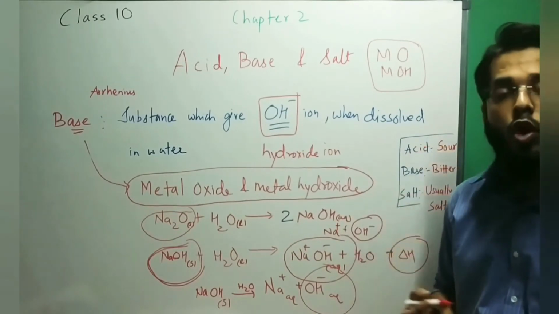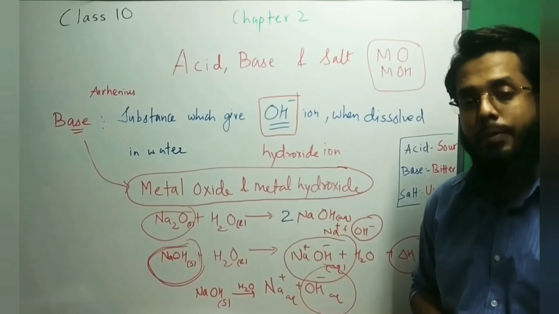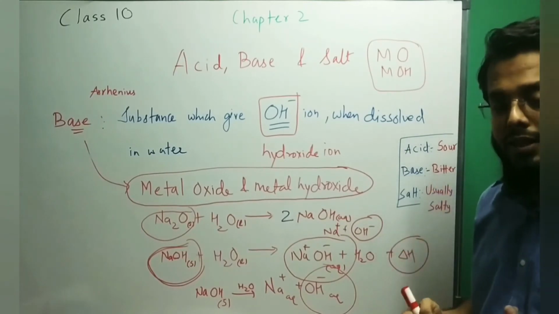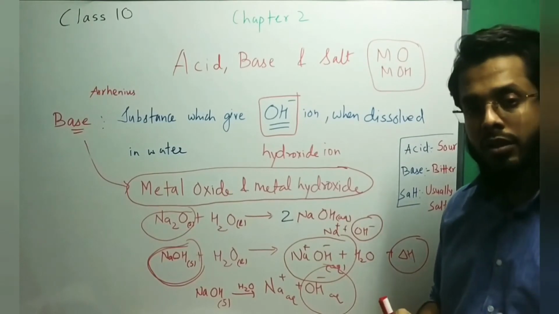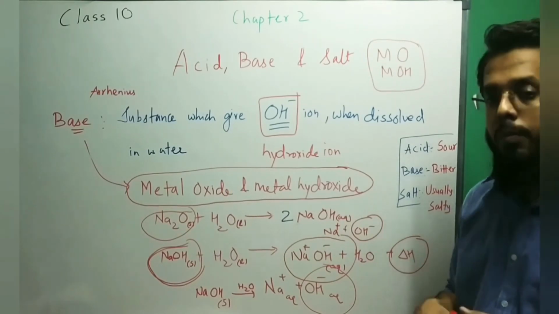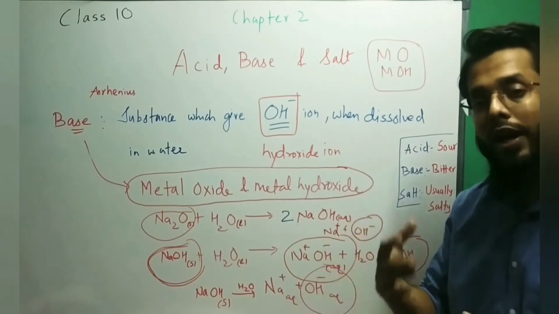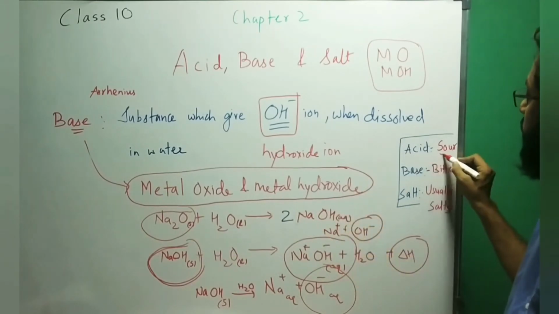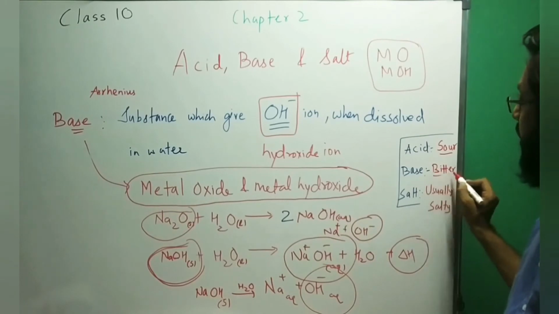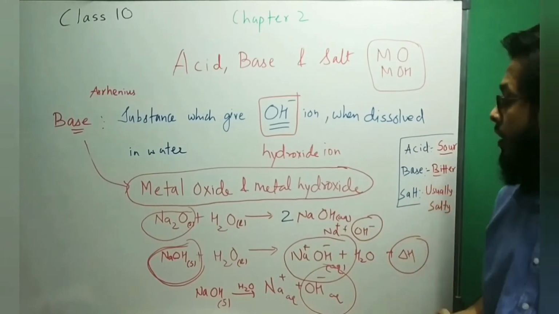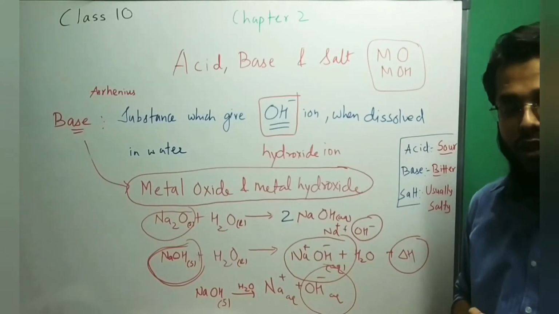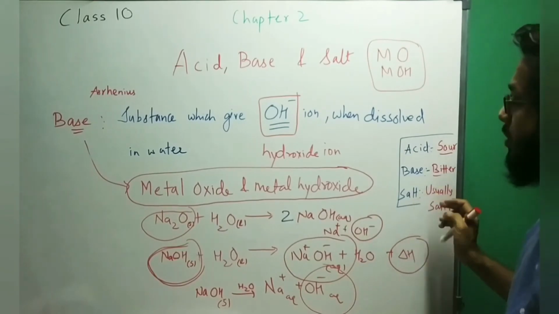And let's now talk about identification of acid, base and salt. By taste we can identify acid, base and salt, but we can't taste each and every chemical. So we have different methods to identify. The first method is about taste: acid has a sour taste, base has a bitter taste, salt is usually salty. Some salts are bitter in taste also, some are sweet also, but usually salts are salty.